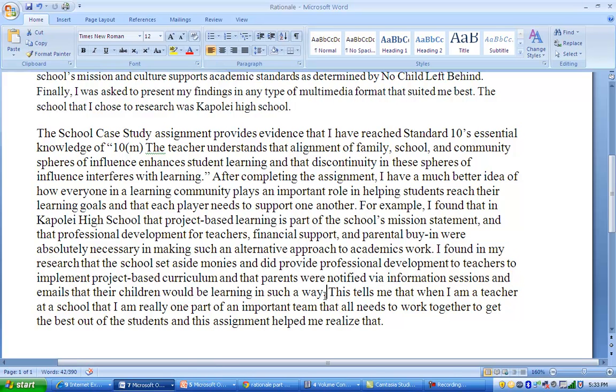This tells me that when I'm a teacher at a school, I'm really one part of an important team, and we all need to work together to get the best out of the students, and that this assignment helped me realize that. Notice I just concentrated on one aspect of the standard, and I spent the whole time trying to convince somebody that I understood that and reached that.